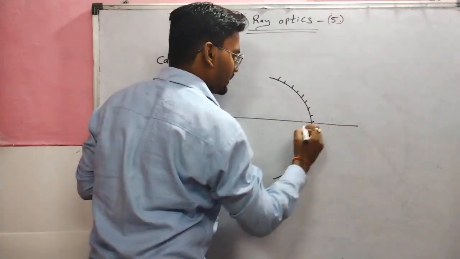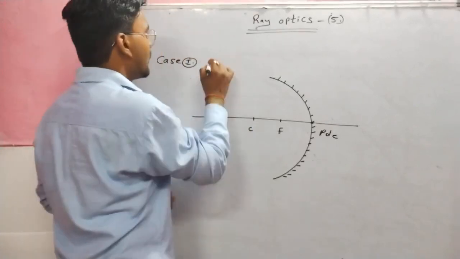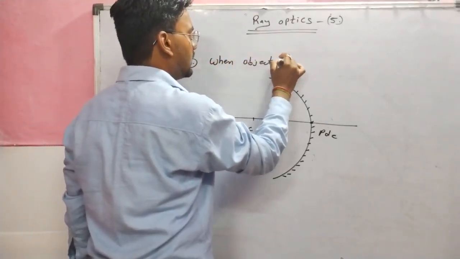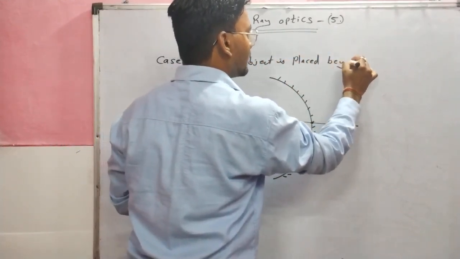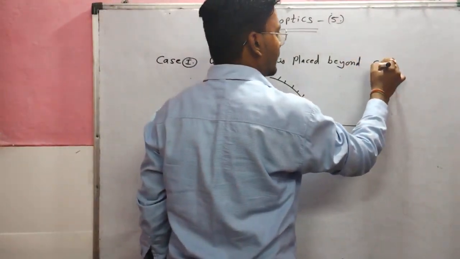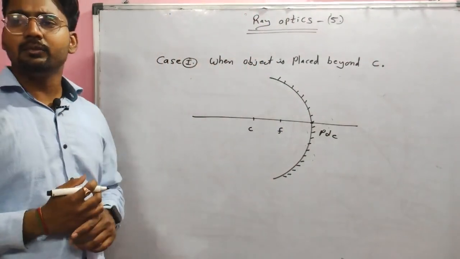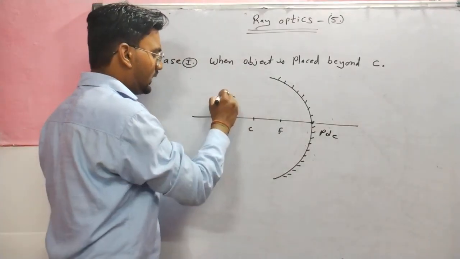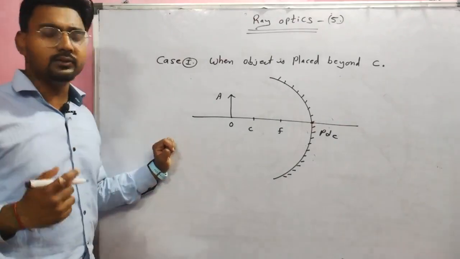And this is our concave mirror, and this is our principal axis, pole, focus, center. When the object is placed beyond C, means center of curvature. Okay, when the object is placed beyond C, then we take a minimum of 2 rays for making the image.